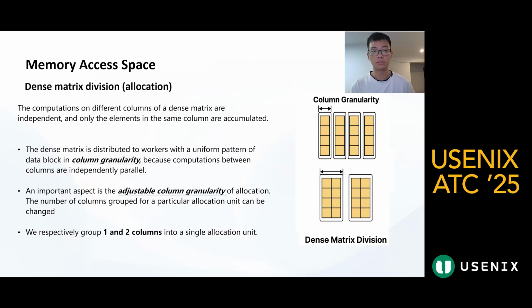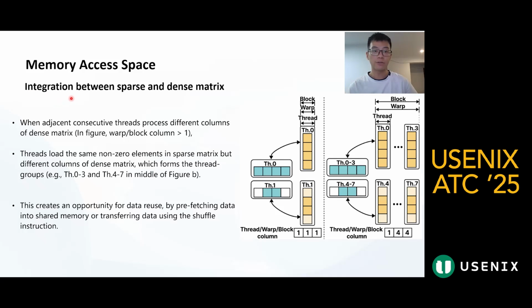The next is the integration between sparse and dense matrix. When adjacent consecutive threads process different columns of the dense matrix, we can see here threads load the same non-zero elements in the sparse matrix, but different columns of this matrix, which forms the thread group. And this creates an opportunity for data reuse. We can use it by prefetching data into shared memory or using shuffle instruction.